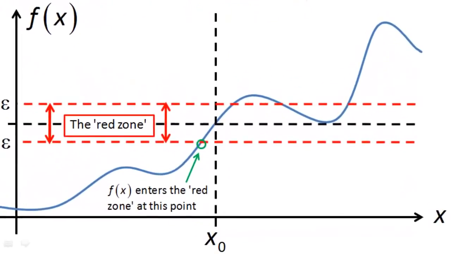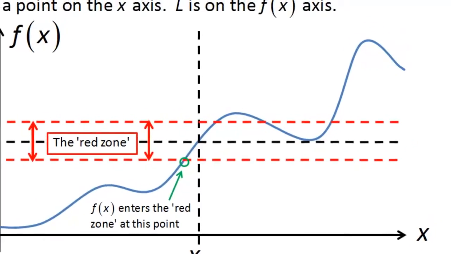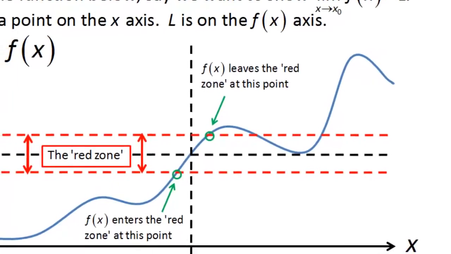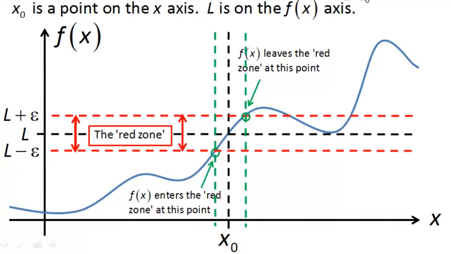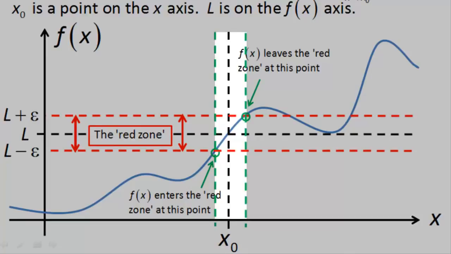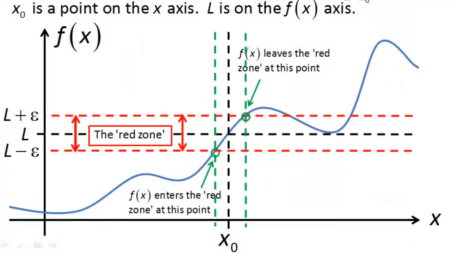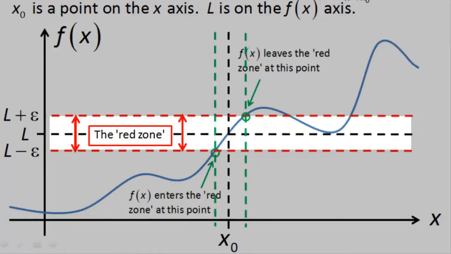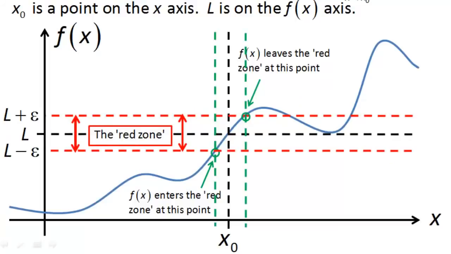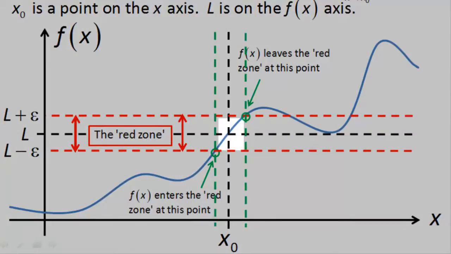Now if you look at where the function, in other words the blue curve, enters the red zone, it enters the red zone at this point here, and then it leaves the red zone at this point here. And now we're going to draw two vertical lines at these two points, and because of the way we've drawn these lines, we can say that if the value of x on the horizontal axis is in between here and here, that means the value of the function will be in between L minus epsilon and L plus epsilon. In other words, the distance of the function from the limit will be smaller than epsilon. So the point of the red zone which we've drawn is that if the function is in the red zone, that means its distance from the limit is smaller than epsilon.